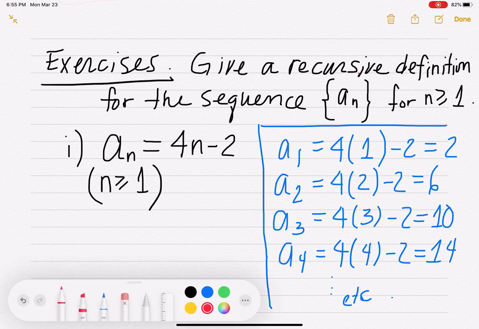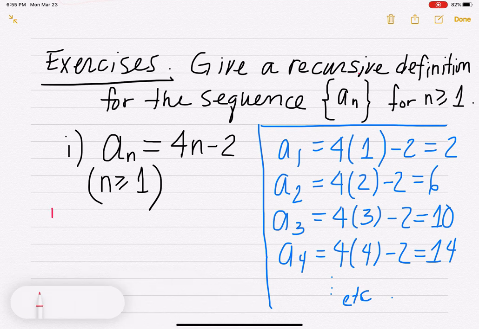So I'm going to write down a recursive definition for this. That's my goal, to write a recursive definition. The blue here on the side was just to see a pattern. Recursive definition.